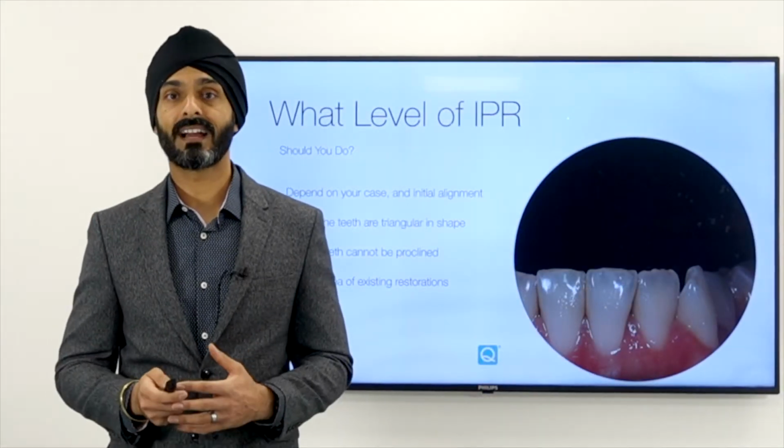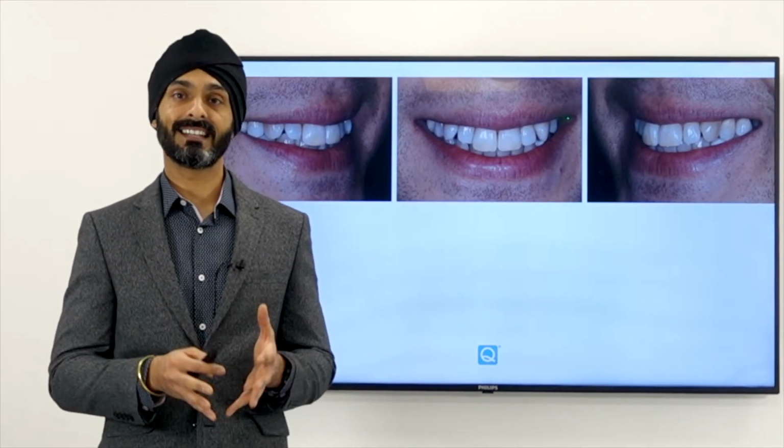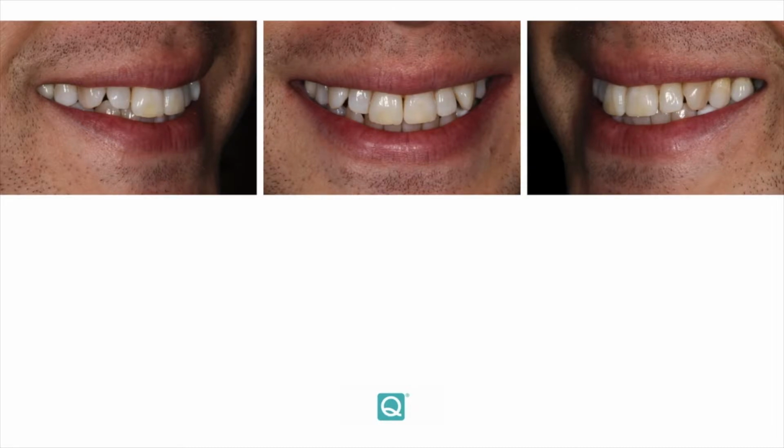So let's have a look at another case. In this situation, the gentleman came in and he didn't like the appearance of his canines and he wanted those straightened out. Now, you can see from the preoperative photographs that the teeth are already a little bit proclined. This didn't bother him, but we knew that we couldn't procline them any further as this would look bad.